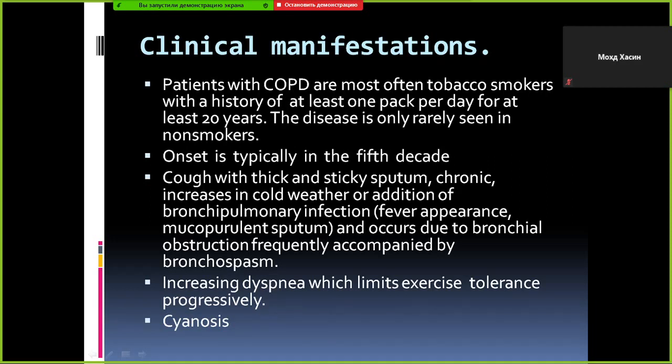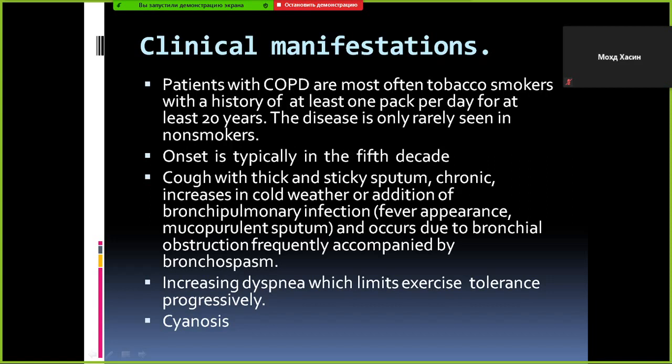Clinical manifestations. Patients with COPD are most often tobacco smokers with a history of at least 1 pack per day for at least 20 years. This disease is only rarely seen in non-smokers. Onset is typically in the 5th decade of life. The first symptom is cough with thick and sticky sputum. Chronic cough increases in cold weather or with the addition of bronchopulmonary infection. In this case, fever appears, sputum becomes mucopurulent, and it occurs due to bronchial obstruction, frequently accompanied by bronchospasm.